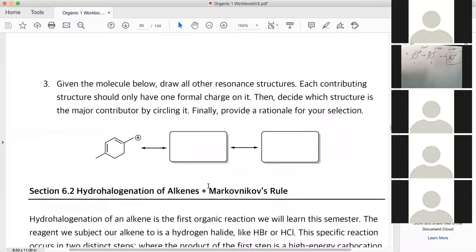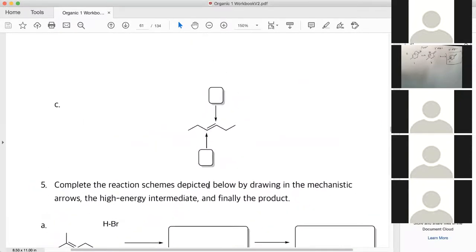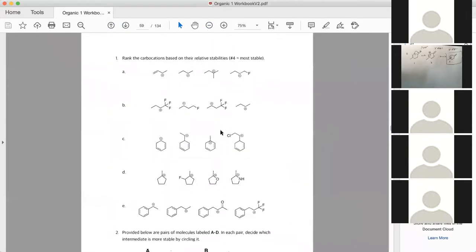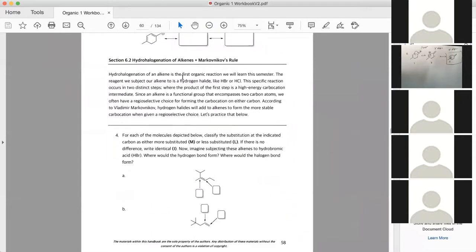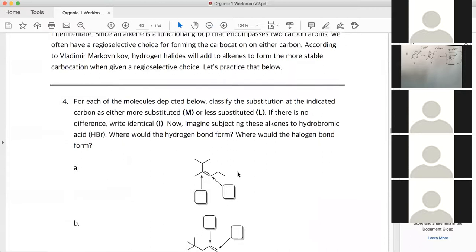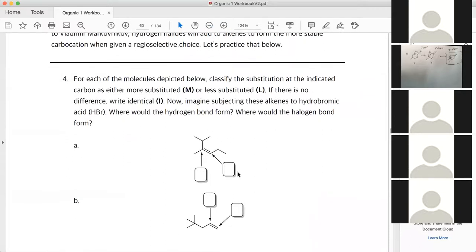So this is kind of going into Markovnikov's rule. I don't know why it keeps doing this glitchy thing. 1 second, guys. Let me zoom out and, oh, there's another page. That's why. Okay, so we're here. So we're there. So the question here, ignore the top.